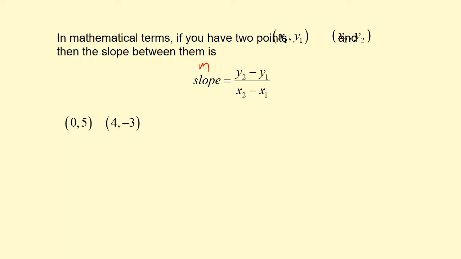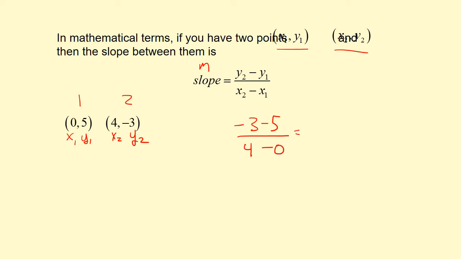So what this means is we have 2 points, and we're going to label one of them point 1 and one of them point 2. So let's say this is point 1, this is point 2. That means that this is x1, comma y1. This is x2, comma y2. And so we're going to plug those values into this formula. We have -3 minus 5 on top. And we have 4 minus 0 on the bottom.